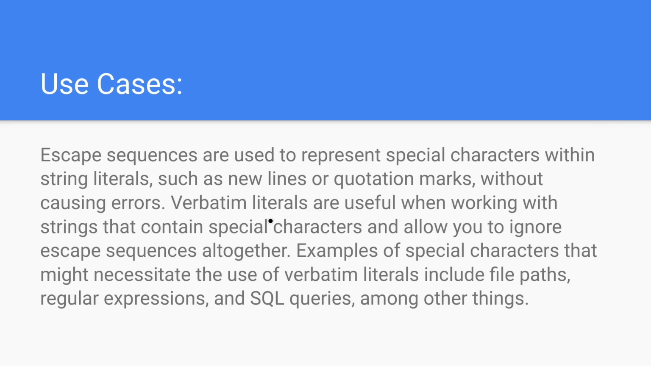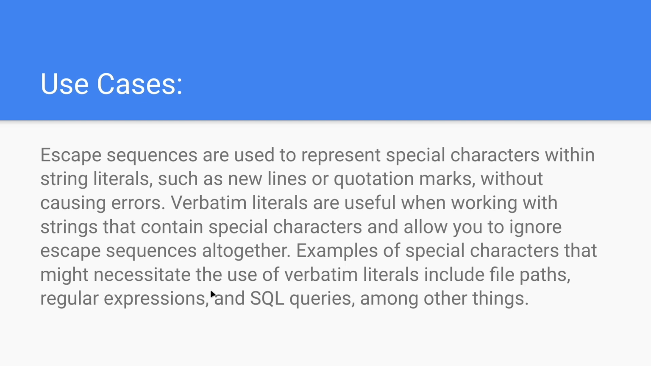Use cases: escape sequences are used to represent special characters within string literals, such as new lines or quotation marks, without causing errors. Verbatim literals are useful when working with strings that contain special characters, and allow you to ignore escape sequences altogether. For example, if you want to add a path in a string variable, then a verbatim literal can help you a lot. So now let's get coding.